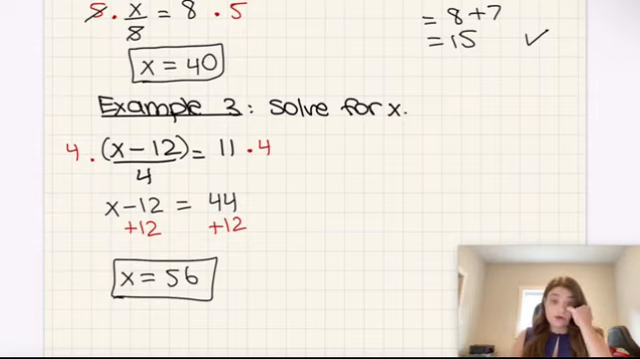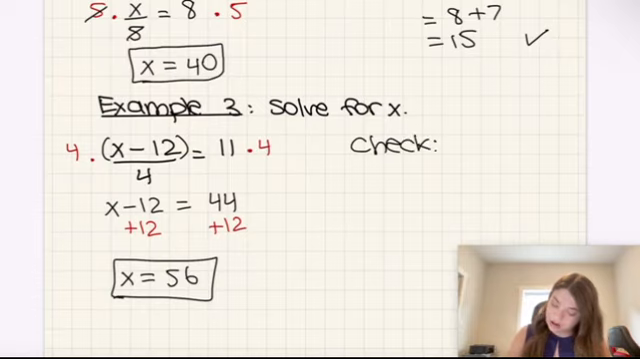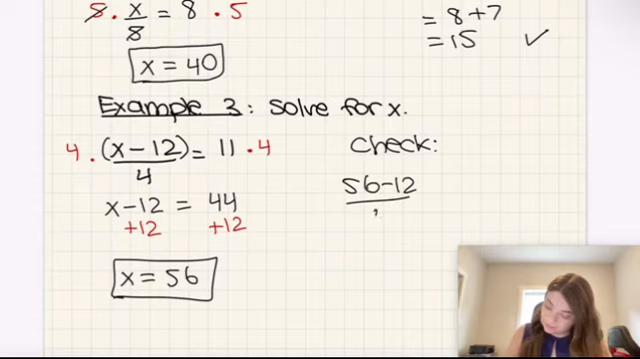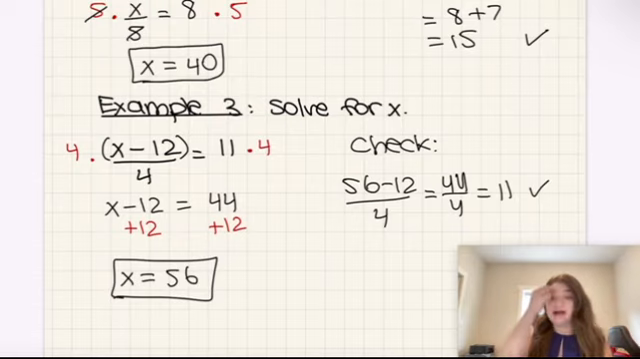And same thing as before, we can check that. We can check and see if that is accurate or not by doing 56 minus 12 divided by 4 and checking to see, is it true that that's really 11? Well, 56 minus 12 is 44, and 44 divided by 4 is indeed 11. And so, yes, this is correct.